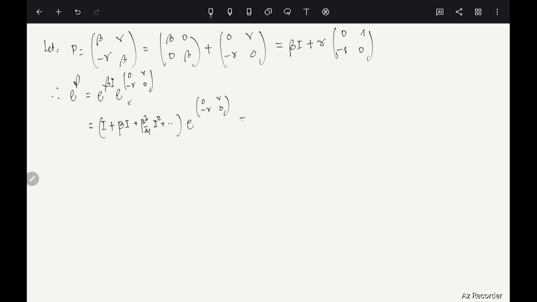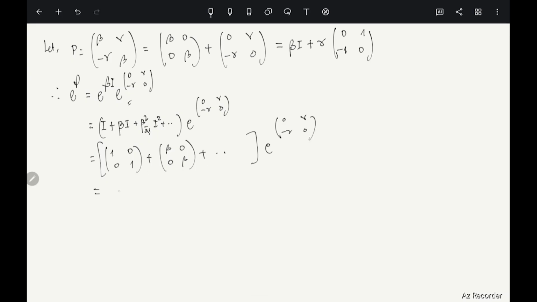Clear? Now this is exponential beta I. Let me write it this way. This is 1 0, 0 1 plus beta 0, 0 beta plus, and so on. You do understand the beta squared terms will come, times e to the power of 0 gamma, minus gamma 0.